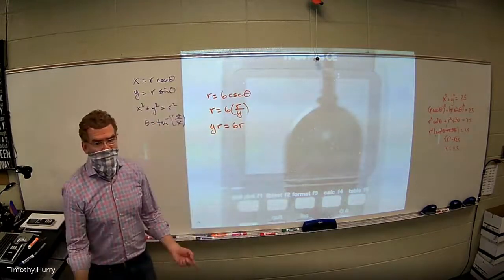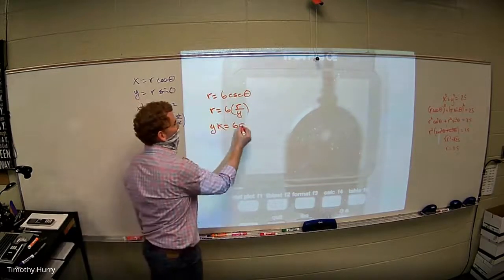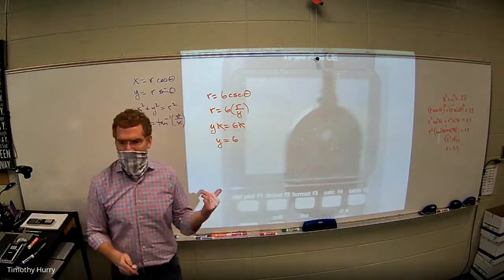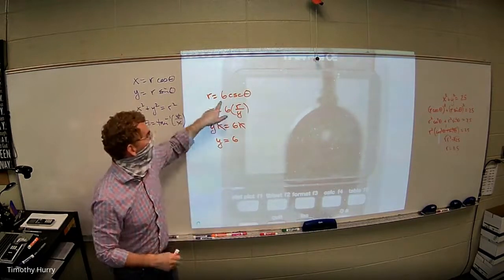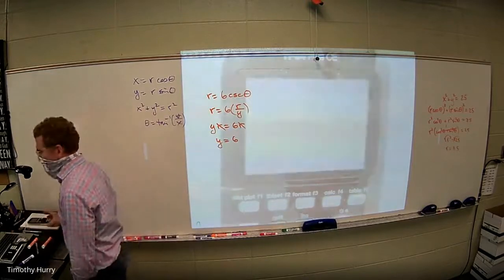Now, is there anything you see that you could do right here? Take out that r. You can divide both sides by an r, and what do you have? y = 6. So that's a horizontal line. So you're telling me if I graphed that, I would actually have a horizontal line? Let's see. I bet so.